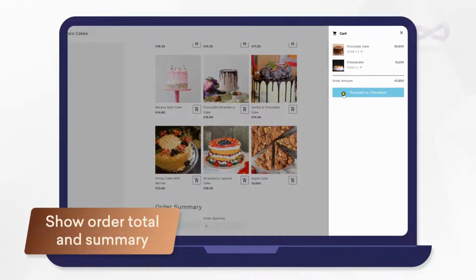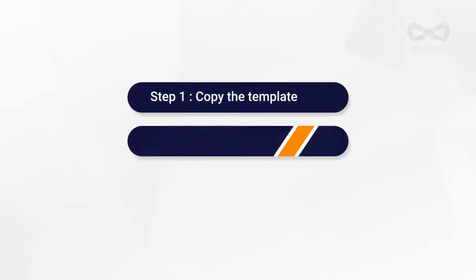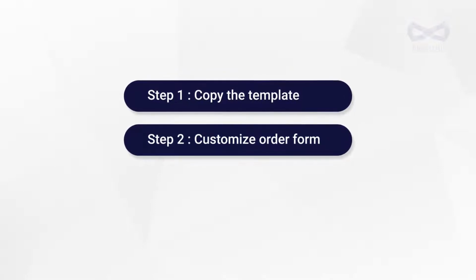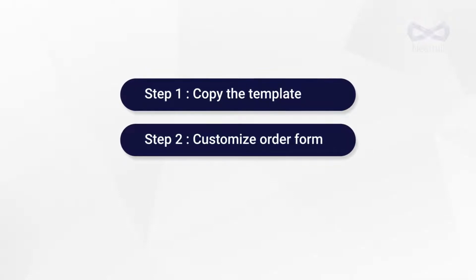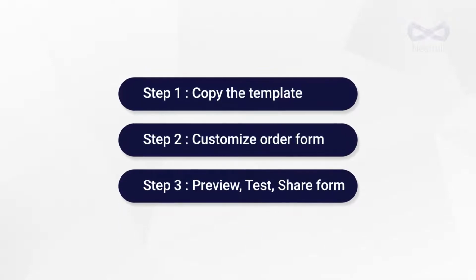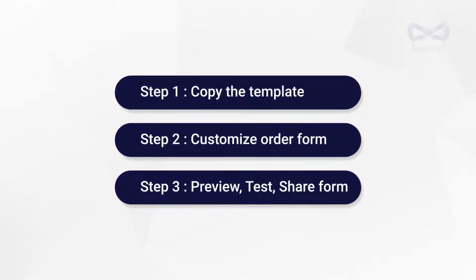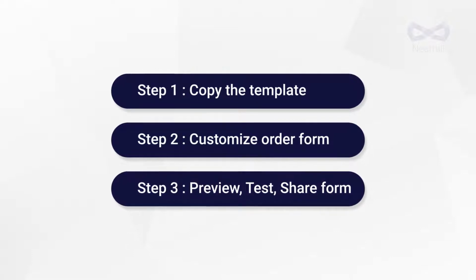So let's get started. We're going to do this in three steps. Step one, we will copy this cake order form template. Step two, we're going to see how we can customize this template and add or change some of the products based on its availability. And finally, step three, we will see how to preview the final form and test it by placing a sample order. You can also see how we can share this form with your customers.